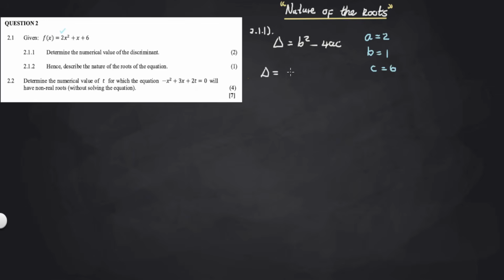So discriminant, what is B? That's 1, squared, minus 4, what is A? That's 2. C, that is 6. Then what is 1 squared? It's definitely going to be a negative value. 2 times 6, 4 times 12 is 48, so 1 minus 48, okay, it's negative 47. We're going to have non-real solutions for that one.